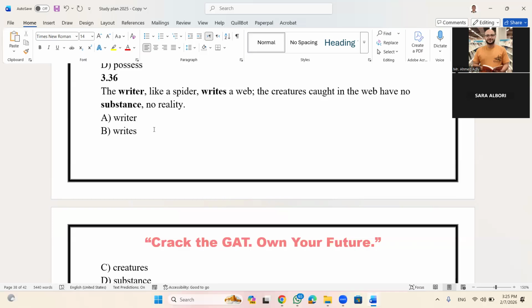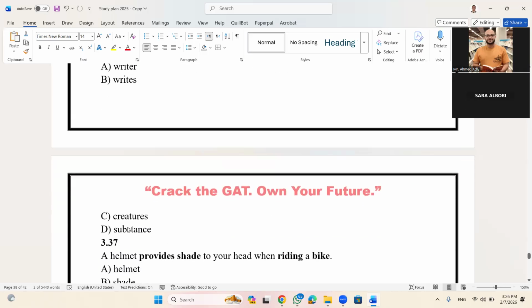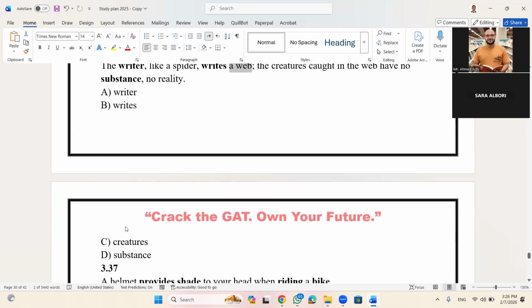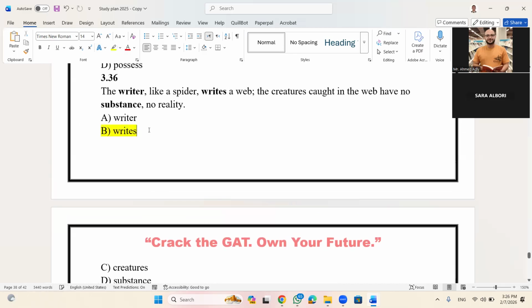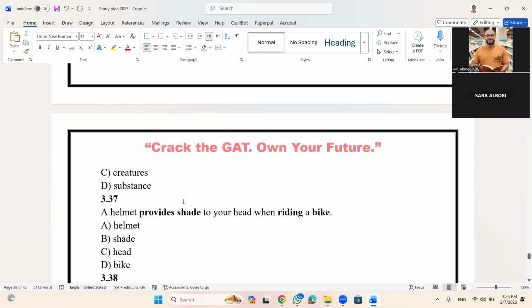Read the first part. The writer is like a spider. So here I'm likening a writer to a spider, the spider that writes a web. Do we say that a spider writes a web? No, a spider does not write a web. What do we do with the web? What do we do with it? Spin. Spin a web, right? Spin a web, not writes a web. The problem here is writes a web. It should be spin a web. Next.